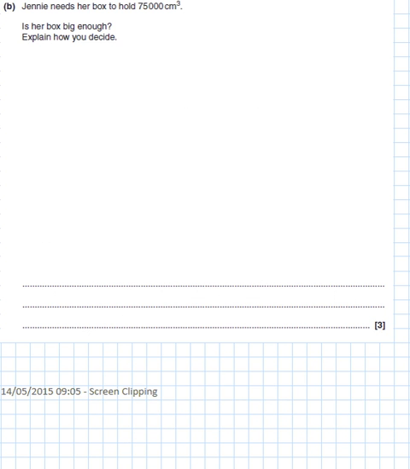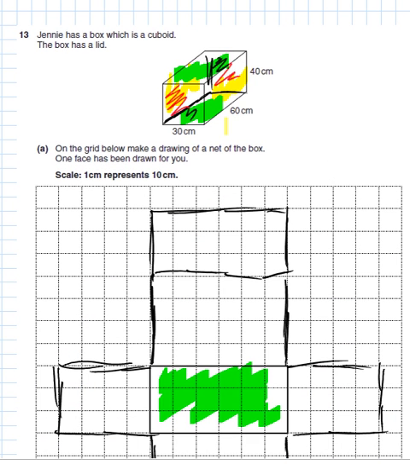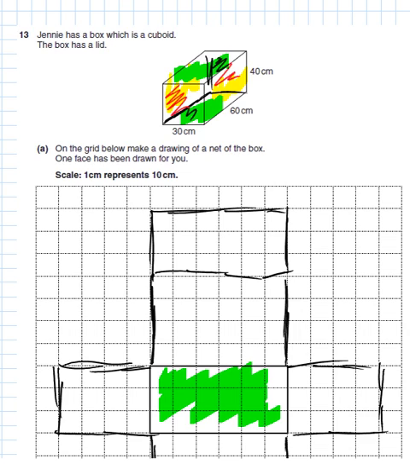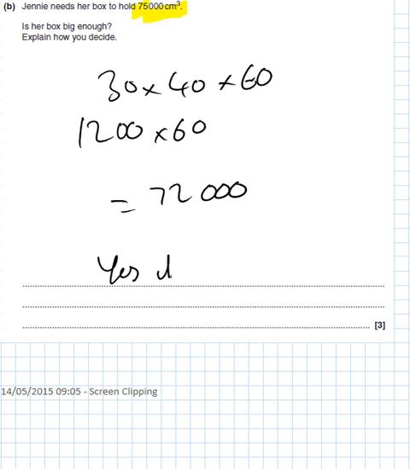On to the next part, it says we've got here a volume of this size. Does our old 30 by 60 by 40 fit in that? So 30 by 40 by 60. Times them together. 3 times 4 is 12. 2 zeros. And then 60. So 12 times 6 is going to be 72. 3 zeros on the end. And is it big enough? Yes, it is.